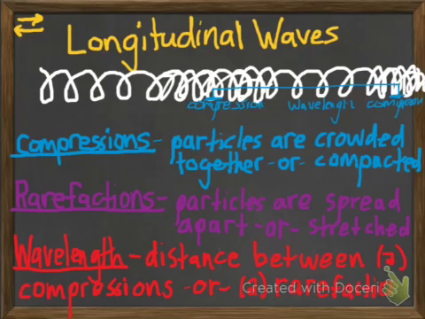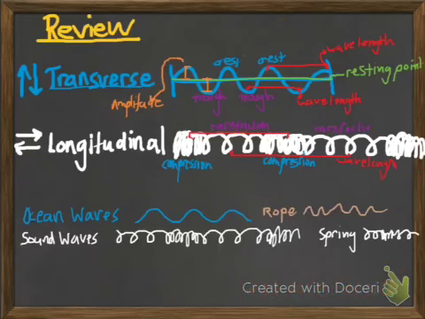Then we could also measure from rarefaction to rarefaction. So from here all the way over to here, that would also be the wavelength. The number that you get would be the same for both measurements. Obviously this isn't a perfectly drawn wave, but in the real world it's going to be the same. So that is how you find the wavelength of a longitudinal wave.